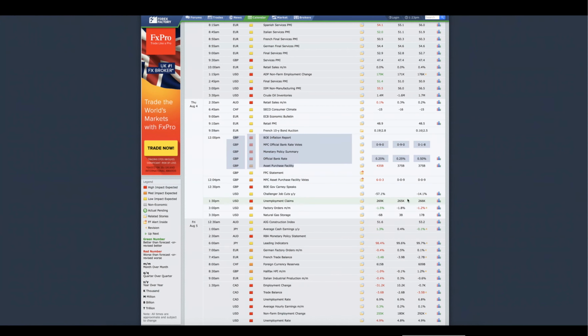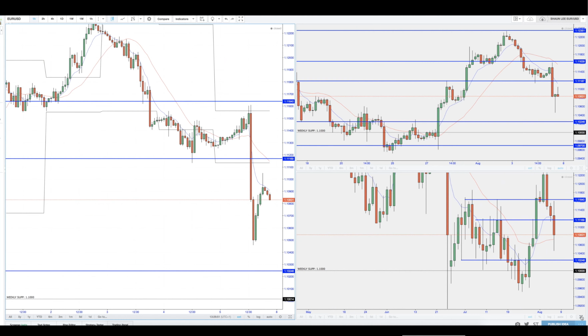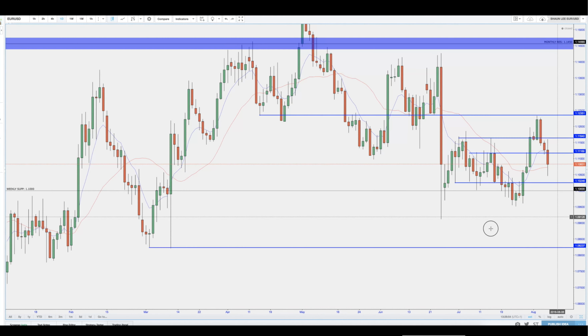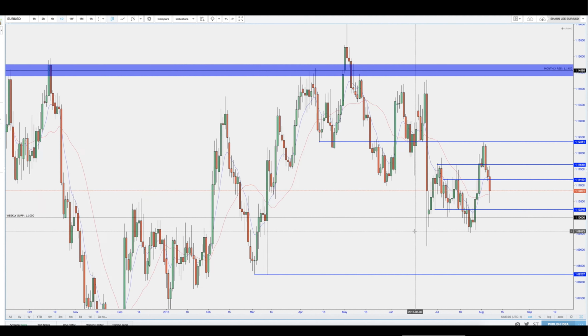So that's that. We had the non-farm payroll as well. Let's look at how the Euro USD did. Euro USD recently, we popped all the way up on the back end of some news last week. We were floating around the weekly support, which we have been doing for so long now.